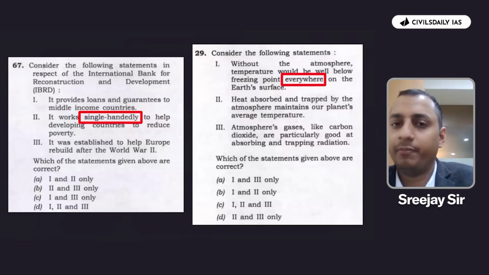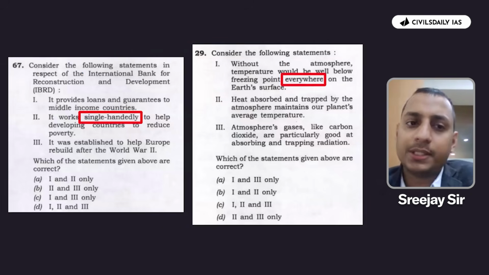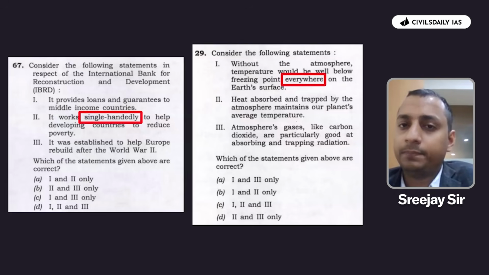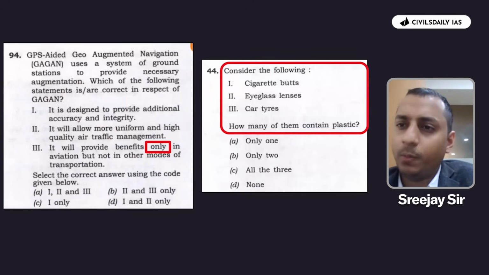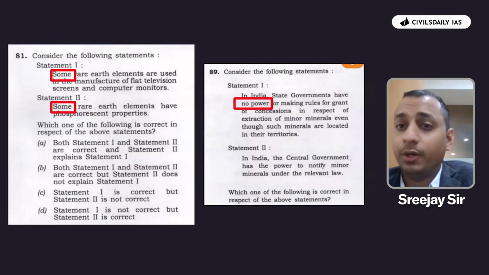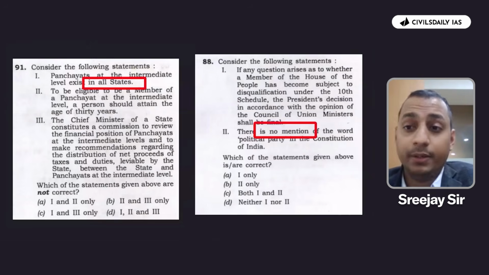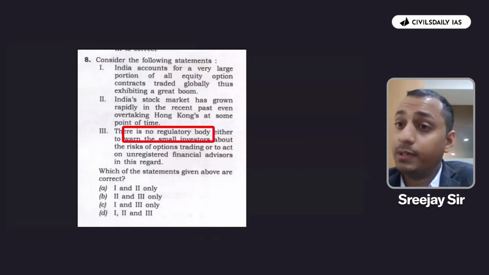These are all 2025 questions, right? You can see here, question 67 has the word single-handedly. 29 has the word everywhere. 94 has the word only. Here you can go with "kuch na kuch hoga" (something will be there), right? Can UPSC say that not even 0.0001 gram is there in cigarette butts? Eye-glass lenses, carters, "kuch na kuch hoga", right? Some, no power. In all the states, there is no mention of political party. There is no regulatory body. At least something will be there.